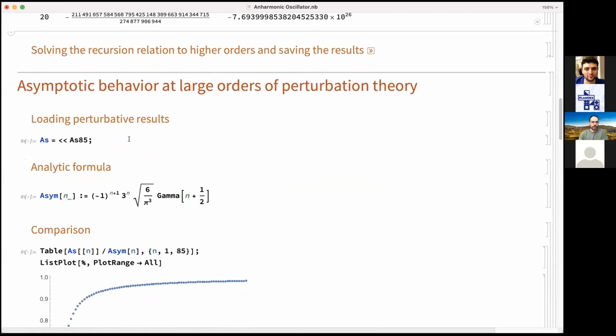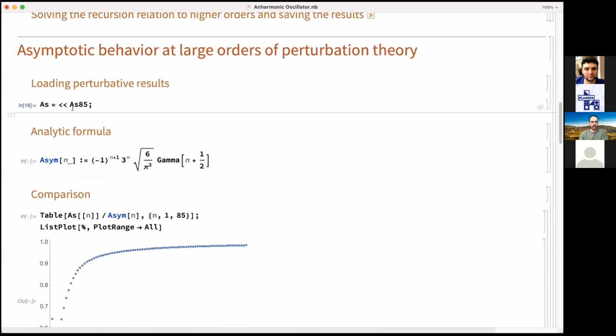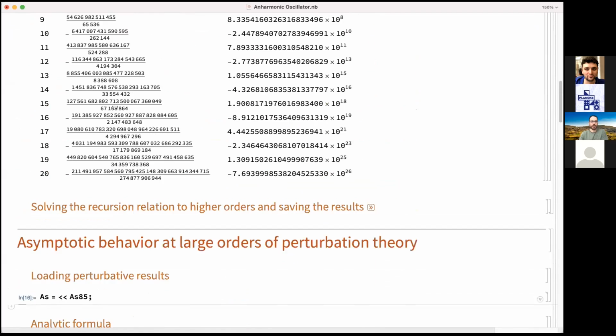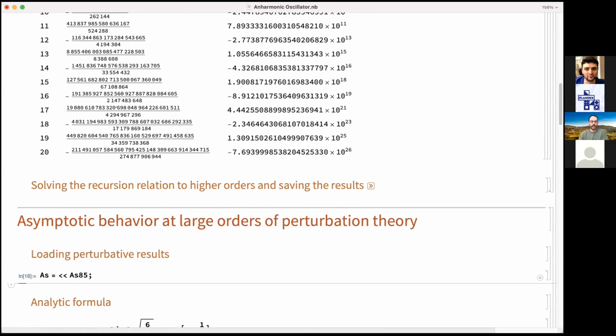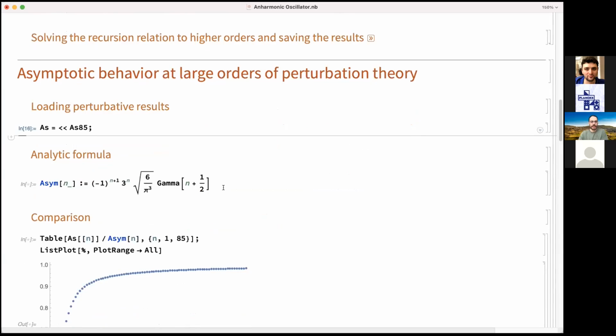So here I want to show you that now I'm loading up to 85, because if you want to compute up to 85, it takes a few minutes. So I did it before. It takes like 3 or 4 minutes.